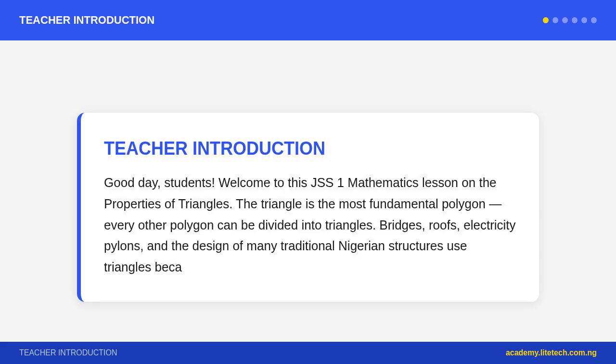Let us begin. A triangle is a polygon with 3 sides, 3 angles, and 3 vertices. The sum of its interior angles is always 180 degrees. We classify triangles in 2 ways: by sides and by angles.